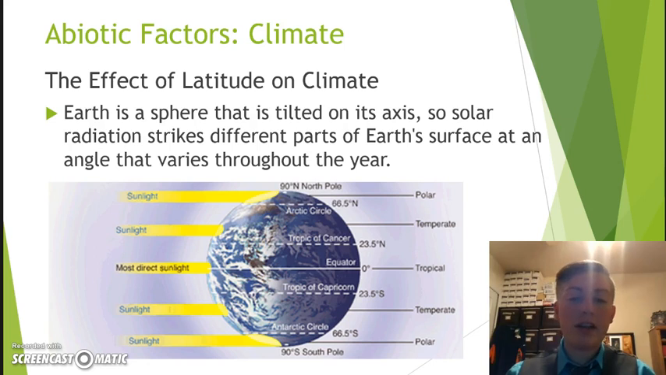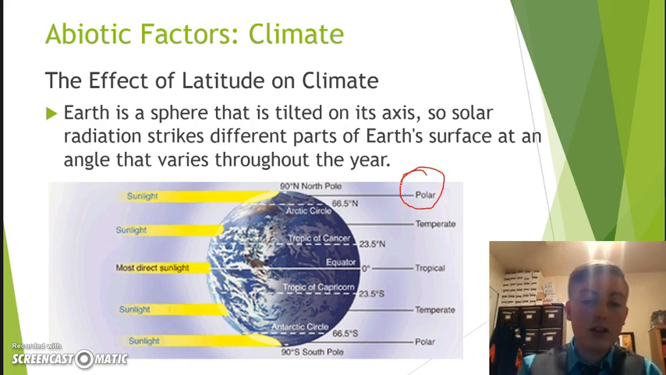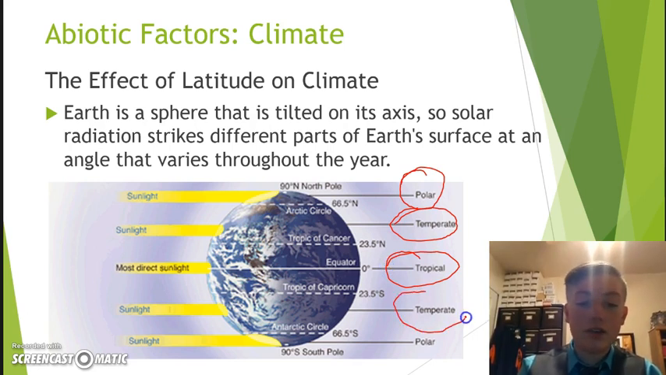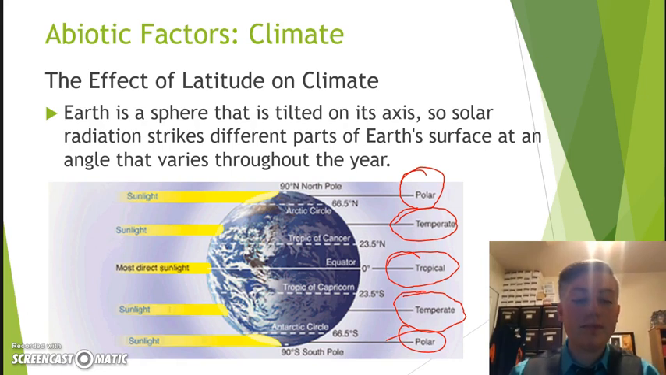So you'll notice that there is a difference in heat distribution with latitude, and this has important effects on Earth's climate zones. So you'll see from this diagram that there are 3 different climate zones. There are polar, temperate, and tropical. And then same thing down here. Tropical, temperate, polar.